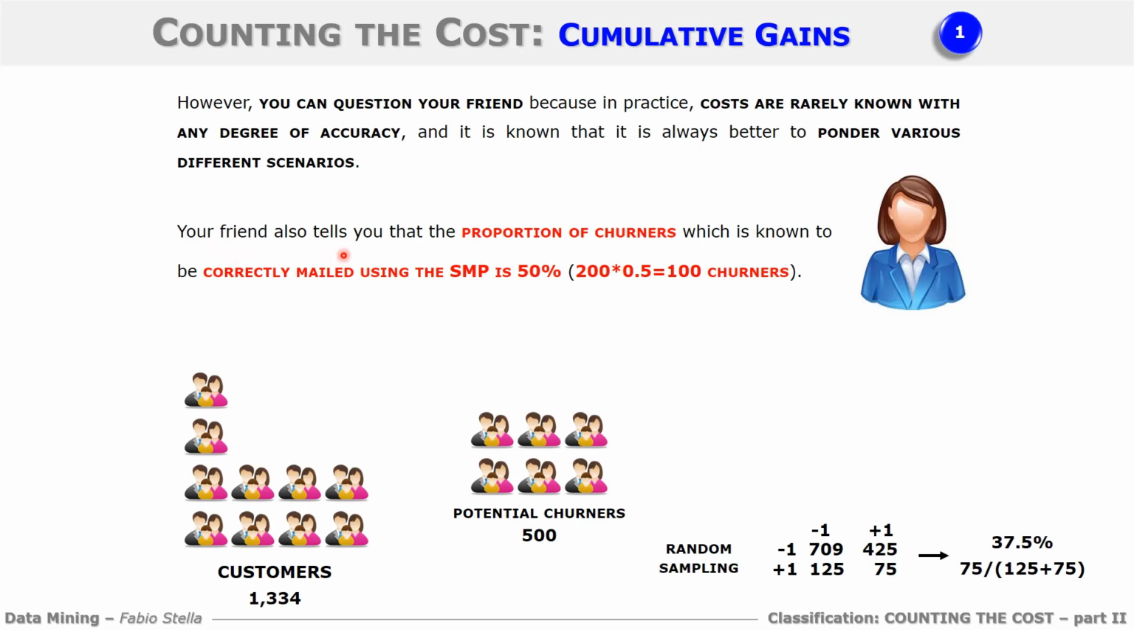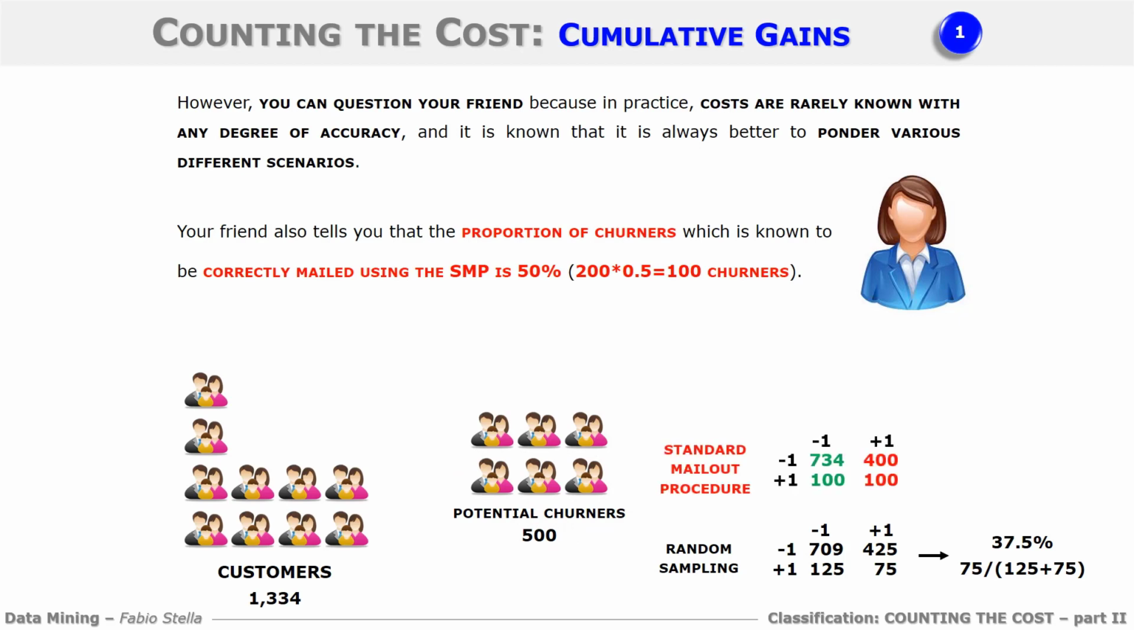Your friend also tells you that the proportion of churners which is known to be correctly mailed using the standard mail-out procedure is equal to 50%. So this means that out of the 200 churners in the customer set, 200 times 0.5, so 100 churners, will be correctly included in the potential churner subset.